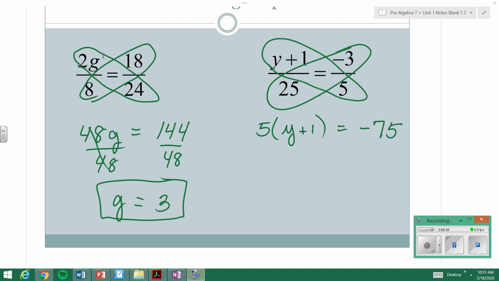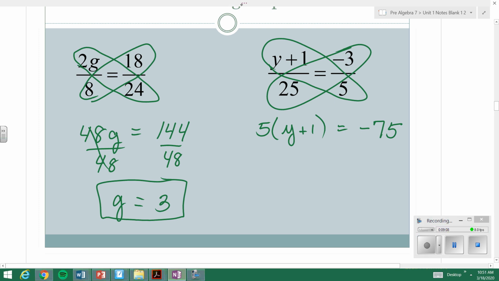All right, so on the first one, I multiplied 24 times 2g to get 48g, and then 8 times 18 to get the other cross product, which was 144. I set them equal to each other, and that's really useful to know, that cross products are equivalent. And then divide by 48, and g is positive 3.